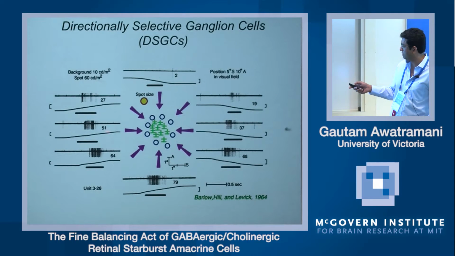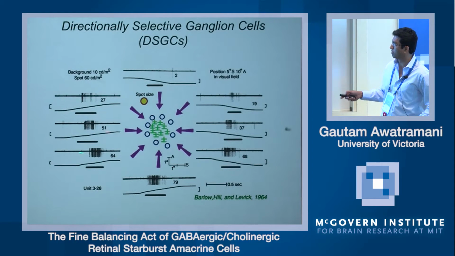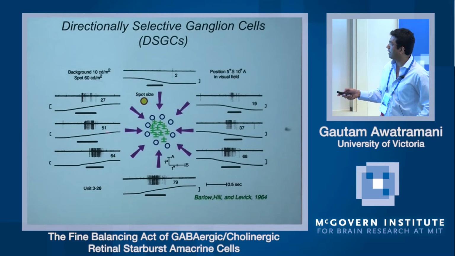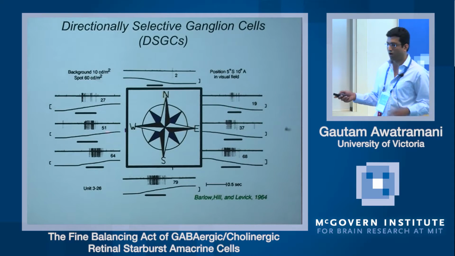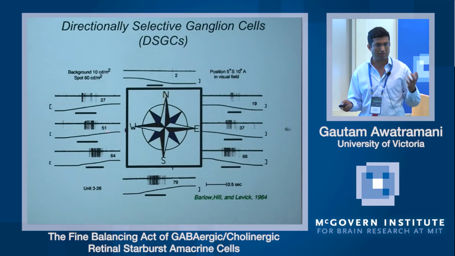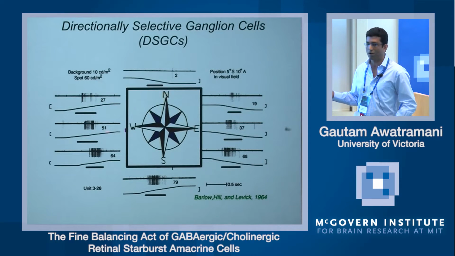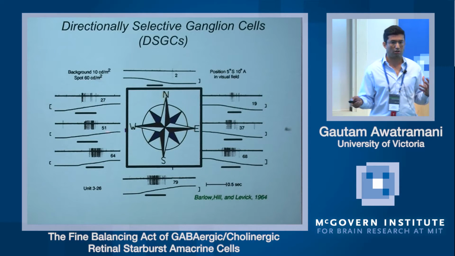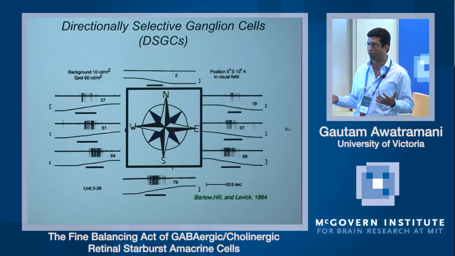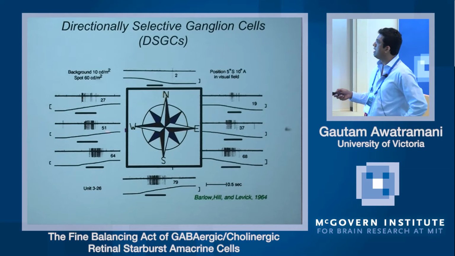Now, if you move the stimulus in orthogonal directions, you get a mediocre response. There are many types of DS ganglion cells in the retina, and what I'll focus on are the ones that code the cardinal directions. There are four types of these. These are the on-off kinds of DS ganglion cells.